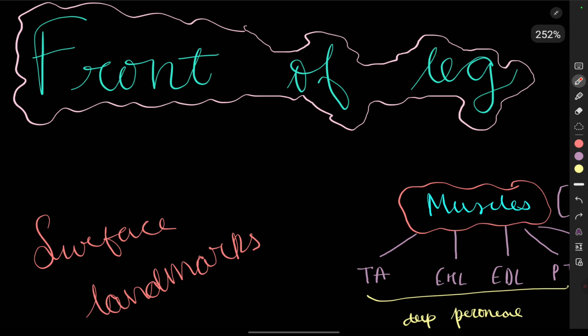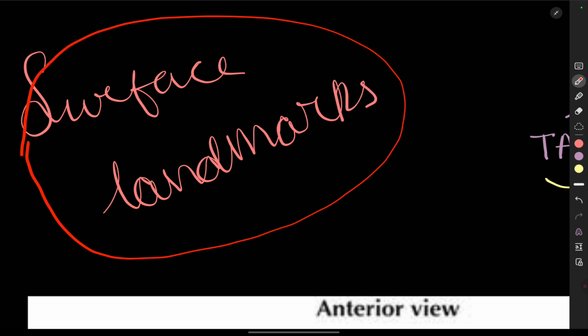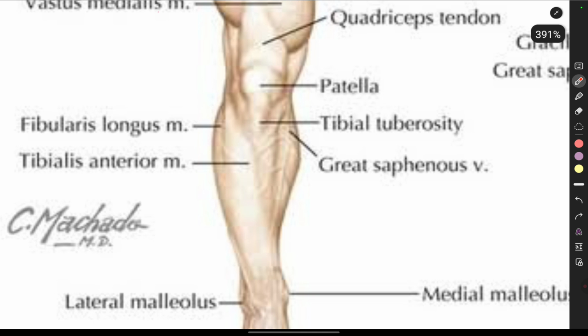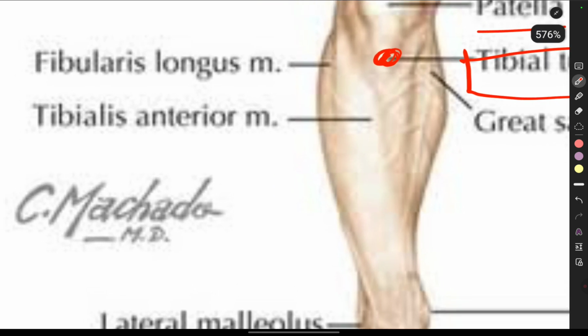So today we are going to start with the front of leg. So let's start. We are going to see the surface landmarks first. So what are the surface landmarks? In the anterior view, in the leg we have this tibial tuberosity. This is an important region, an important surface landmark.